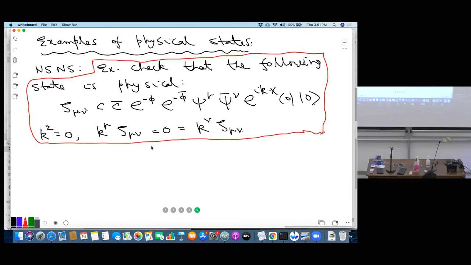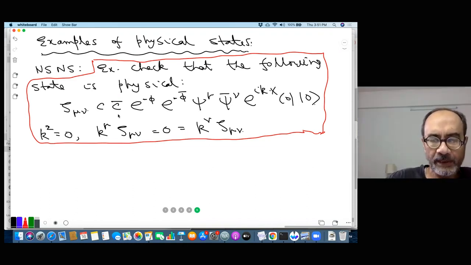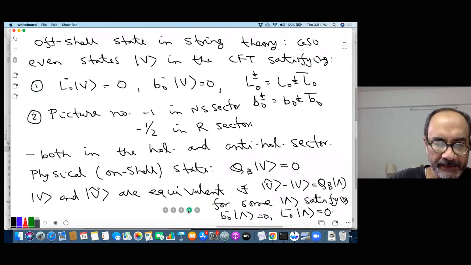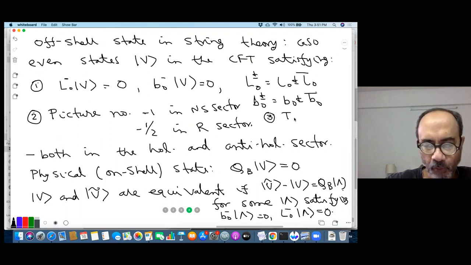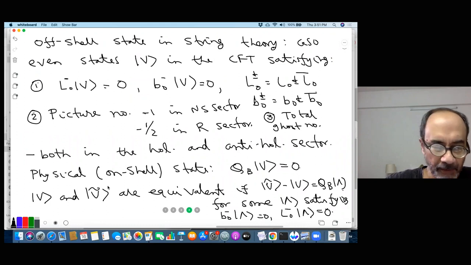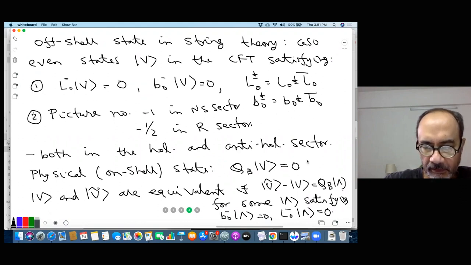Ashoke, do you also put a constraint on the total ghost number of the physical state? Well, you can, but in this case, you don't need to, at least at a generic momentum. But otherwise, you can put a constraint on total ghost number too. In the bosonic string theory, we did it. Here also, you can do that, but it's not essential, at least not at a generic momentum. Sorry, this is part of the physical state condition, not the off-shell string state. So here I can put total ghost number 2, which of course this state does have.